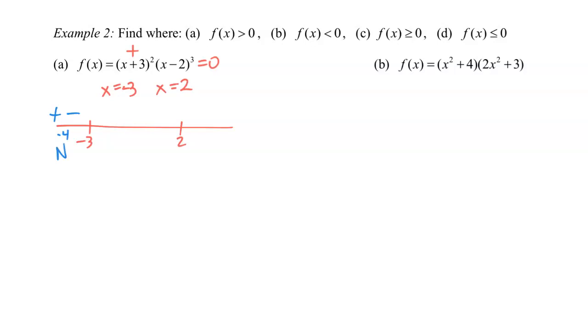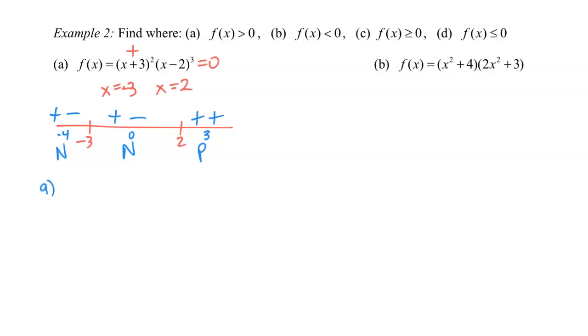From -3 to +2, we could try 0. In the first parentheses, it's going to be positive because of the square, and 0 minus 2 is -2, cubed stays negative, so this is also going to be a negative section. From 2 to infinity, we just need to try any number bigger than 2, so I'll choose the next integer over, +3. That gives a positive in the first parentheses and a positive in the second, since 3 minus 2 cubed is +1, so that's going to be a positive section.